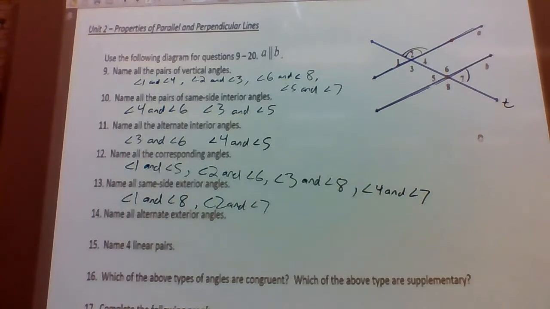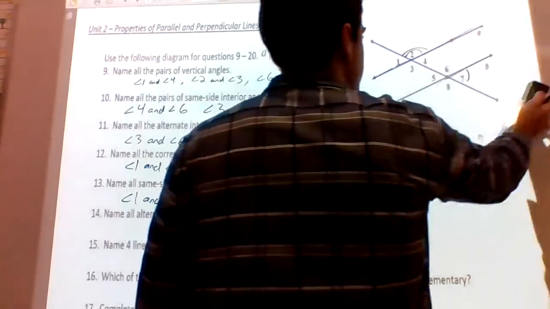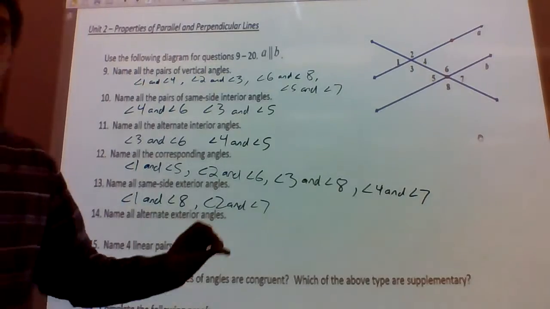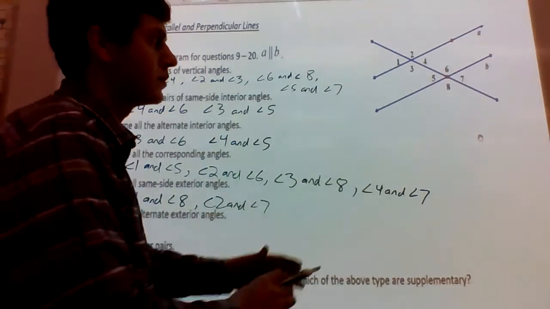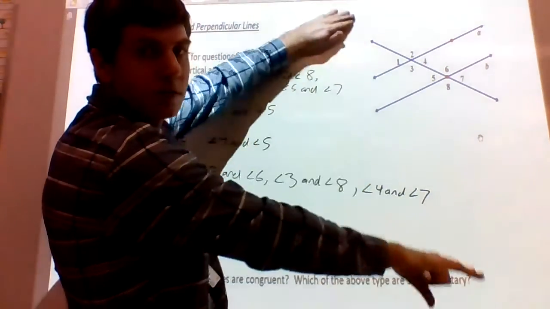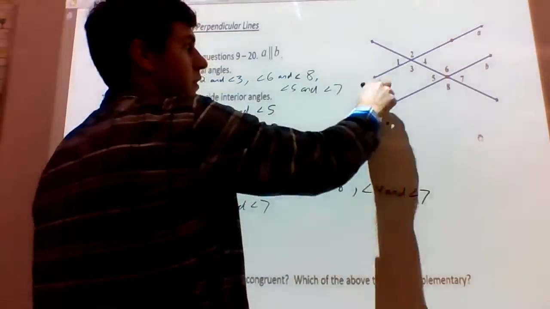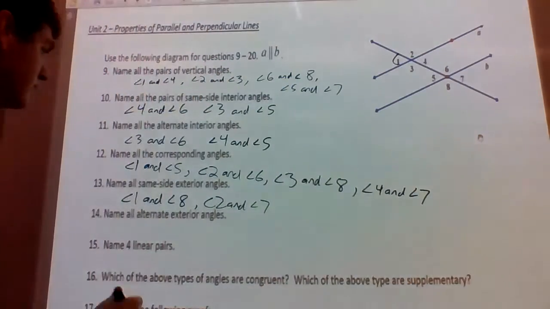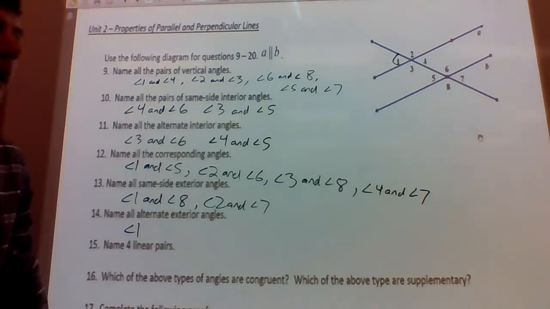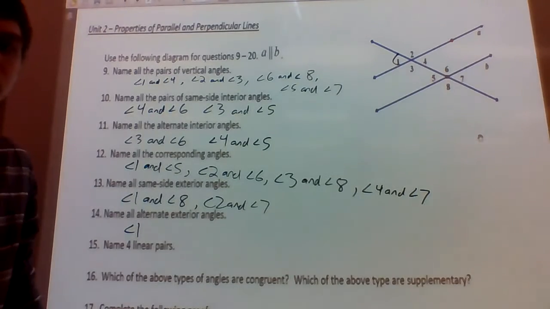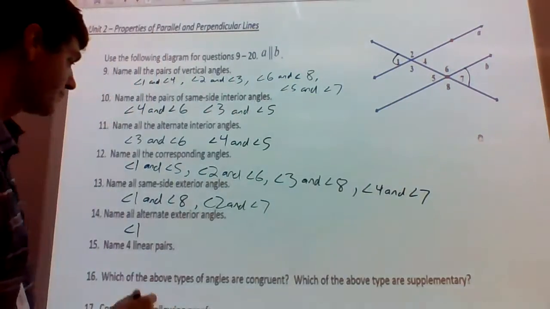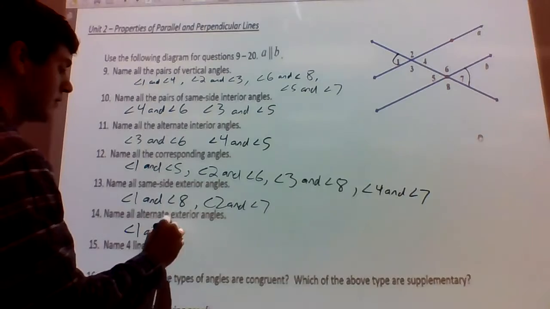Our last one is alternate exterior angles. So we want exterior angles, outside of the parallel lines, not in between. Here are our two parallel lines. So we want outside of them, not in between. Okay, so angle 1. Which angle is on the opposite side, exterior to the parallel lines? That's going to be angle 7. So angle 1 and angle 7.